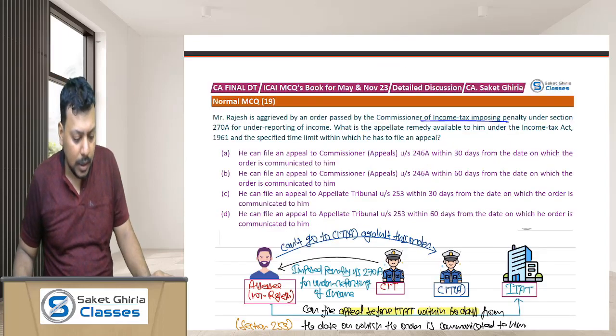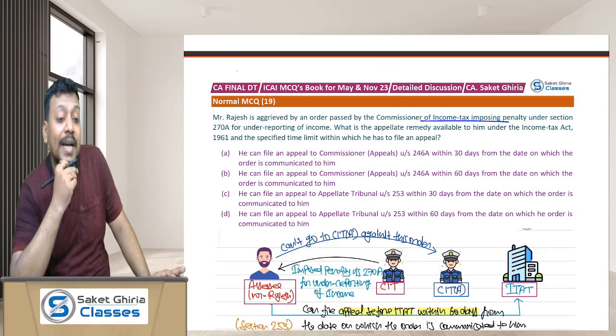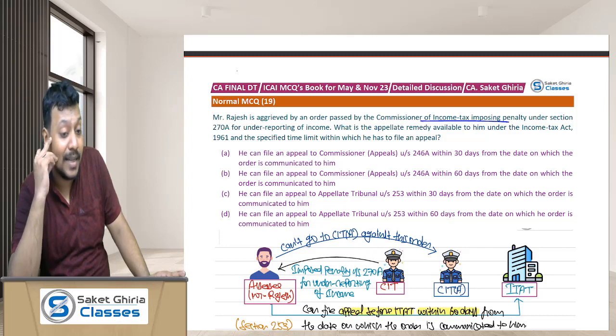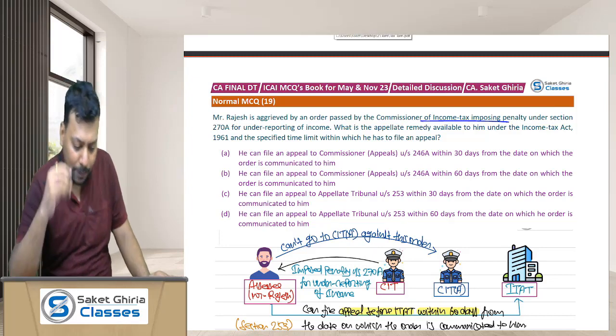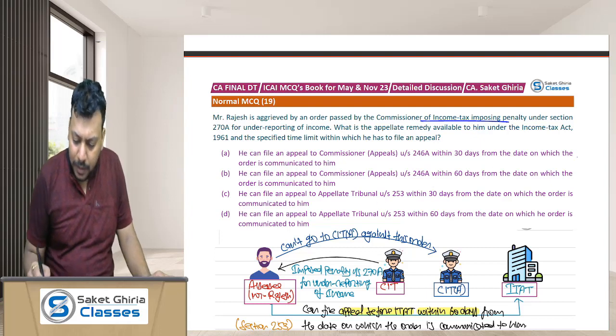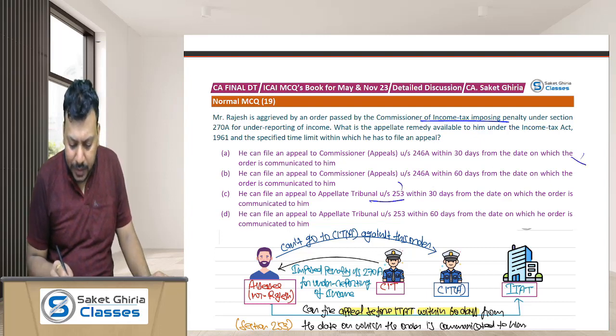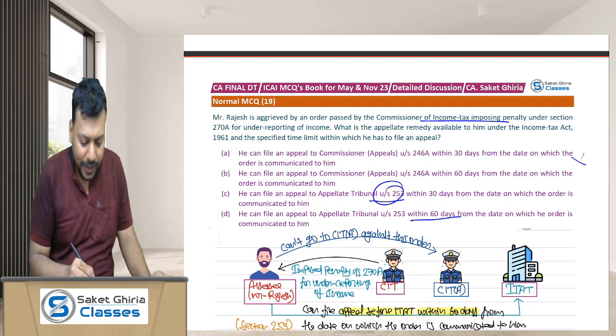So then, sir, if I cannot go to CIT, then should I go to the High Court directly? No, sir. You have to go to ITAT within 60 days. Okay. Then he cannot file appeal to Commissioner appeals. You have to go to ITAT under section 253 within 60 days. So the correct option is D.